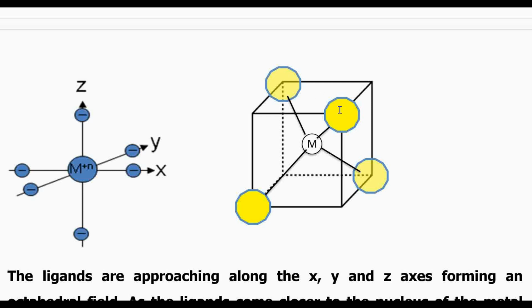The yellow lobes or the yellow circles indicate uninegative monodentate ligands. They are approaching the metal ion, but this time they are not approaching through the axis. See, the axes are like this. This is your z axis, and this is your x axis, and this one could be your y axis. The 4 ligands are approaching the metal ion from between the axes. They are not coming along the axes. Then see what happens. This field is called tetrahedral field.